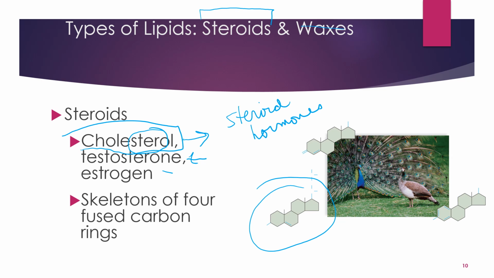And so testosterone is the primary male sexual hormone that turns an embryo into a male, like a male peacock here. And estrogen is the primary female one, which that's a female peacock. So steroids have important physiological functions, and again, they're all made from cholesterol.